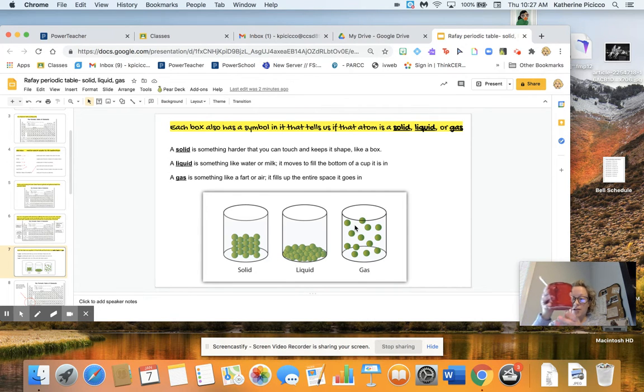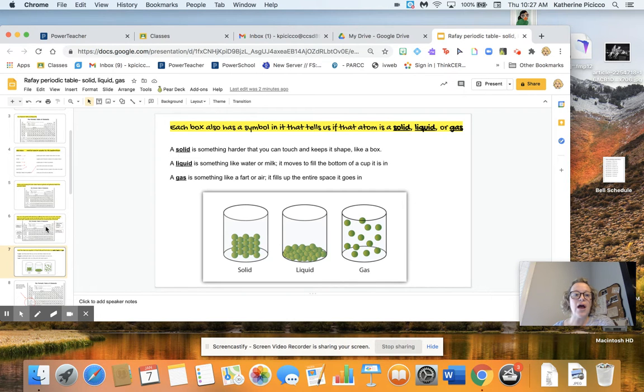A liquid is something like water or milk, and it moves to fill the bottom of a cup. So if I were to take this cup and pour water into it, water is a liquid, right? It fills the bottom of the cup. If the bottom of the cup were a triangle, the liquid would fill in a triangle shape. And then the last thing is our favorite, a gas. A gas is like farts or the air, right? When it enters a space, it fills up the whole space. So if I farted into this tube right here, the gas would fill up the whole space. So whether my nose was here or here, gross, I would eventually smell it, right?